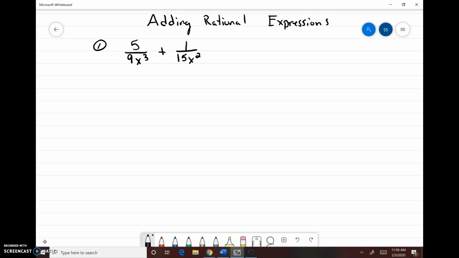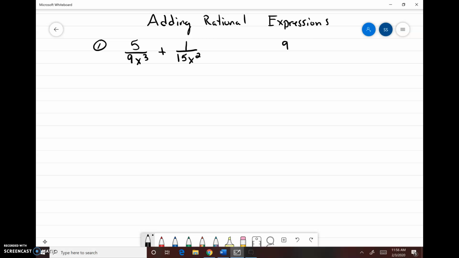Now, remember when you're adding and subtracting rational expressions, just like with any other fractions, you have to have common denominators. So the first thing we need to do is find the least common denominator, or the LCD, between 9x cubed and 15x squared. All right, so we are going to focus on the numbers first.